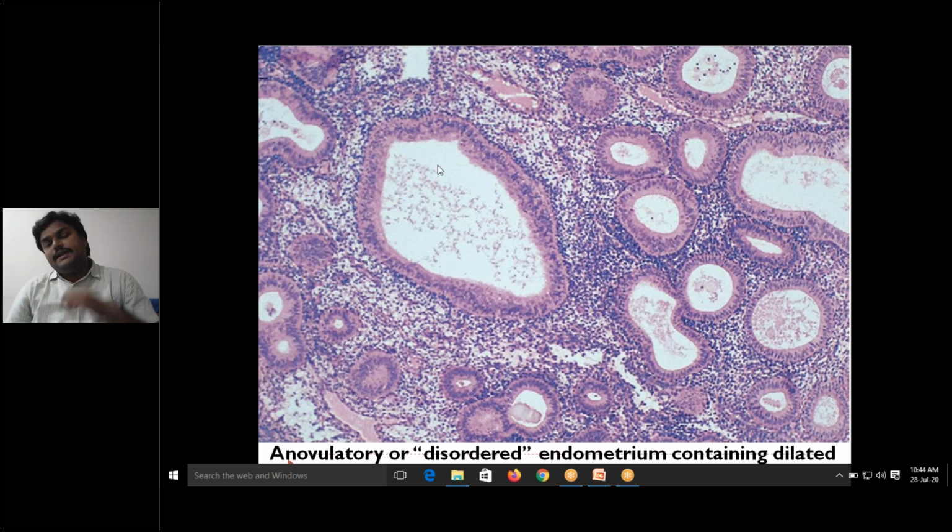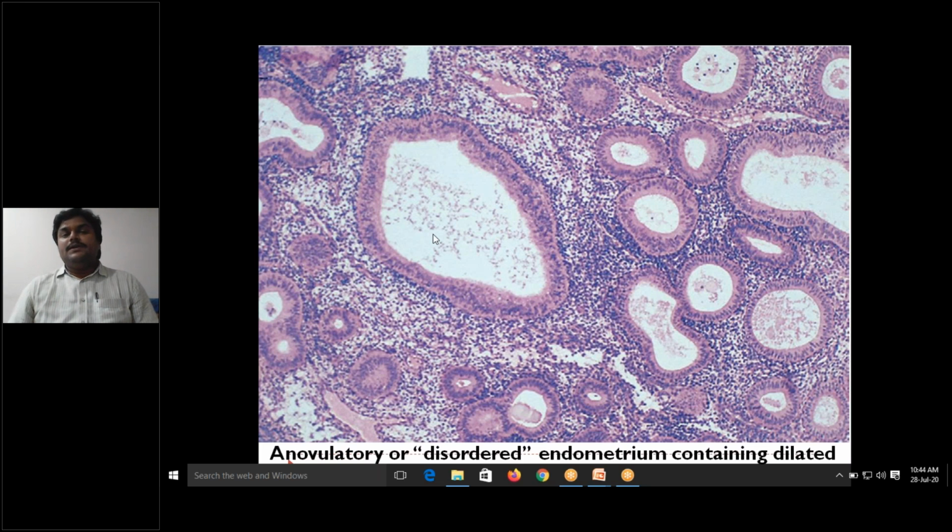So this is how a disordered proliferative endometrium looks. Actually, this was covered in 3-4 slides, but I want to cover it again because it's such an important topic, and most women, 90 out of 100 women, come to the gynecologist with this complaint. That's why I want to cover this topic again.